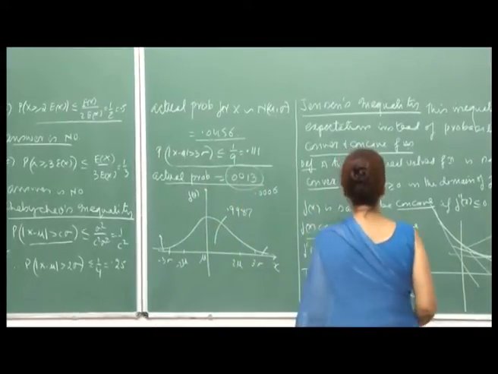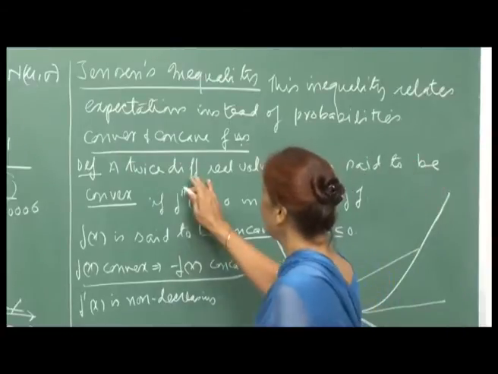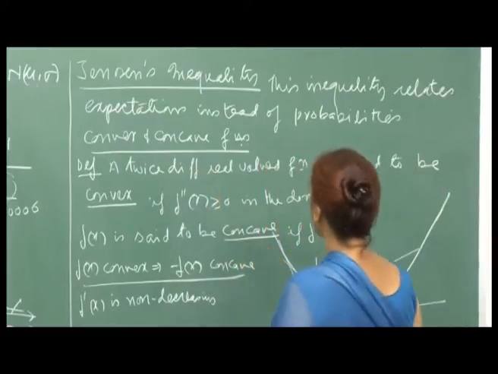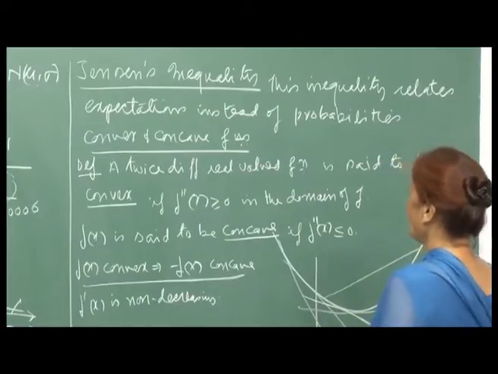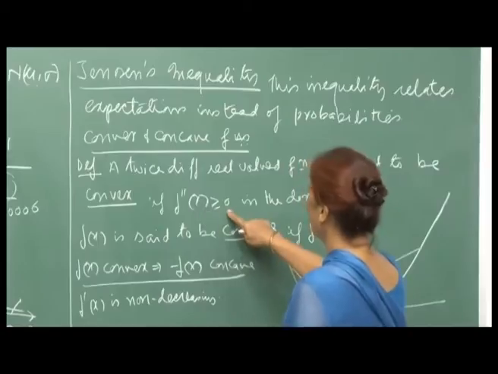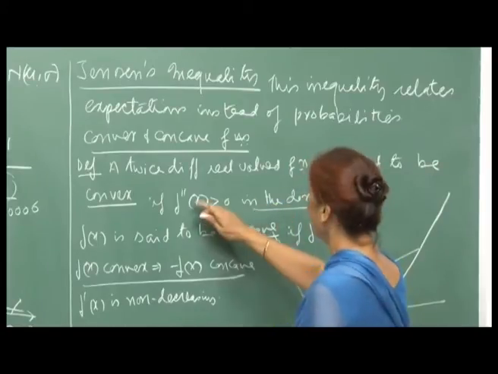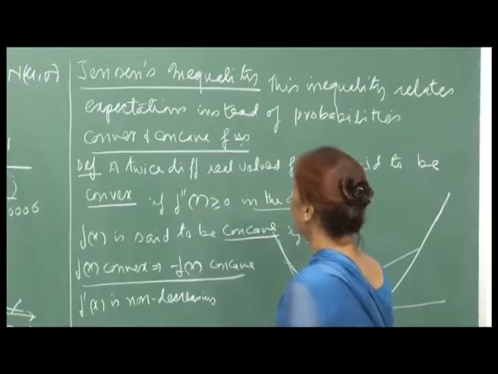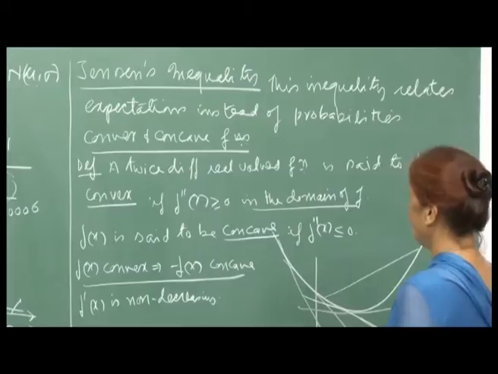So, here the function is said to be convex if it is twice differentiable. If a function is twice differentiable, real valued function, then it is said to be convex if its second derivative is non-negative in the domain of f. So, wherever f is defined, at all those points, if f double prime x is non-negative, then the function is said to be convex.